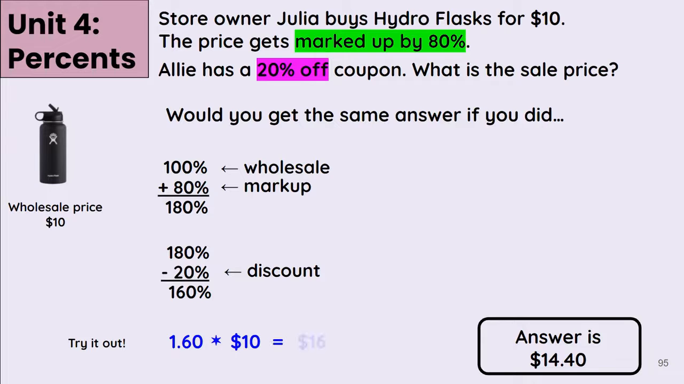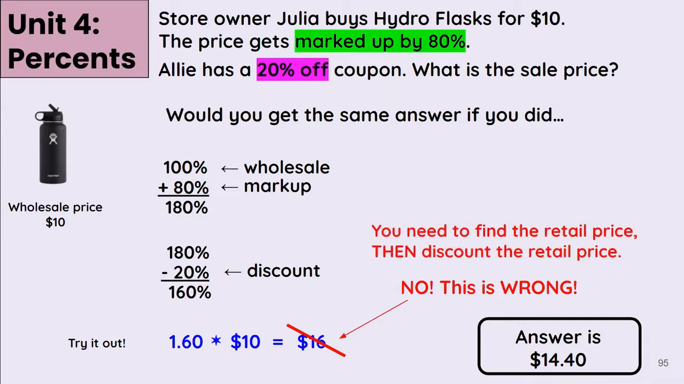If you do this method, you get $16, and that is wrong. You need to find the retail price, then discount the retail price.